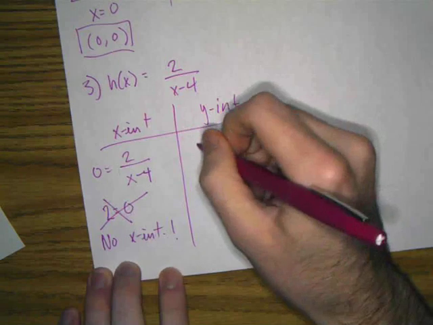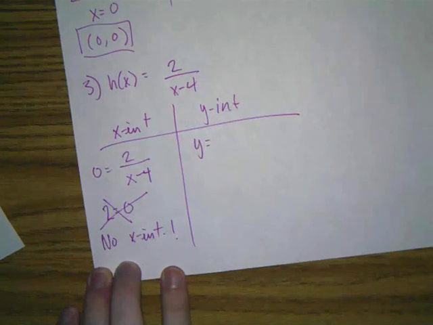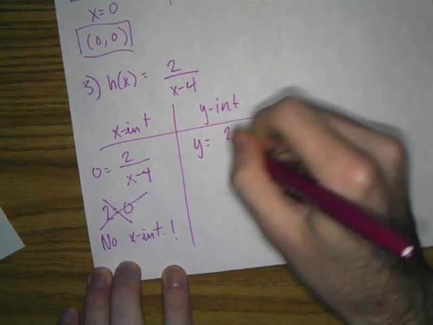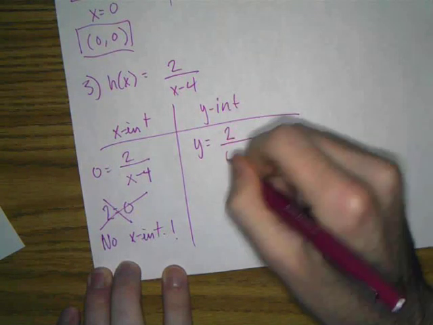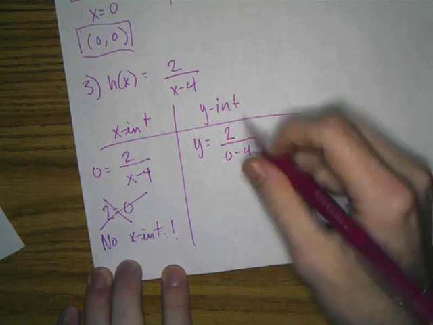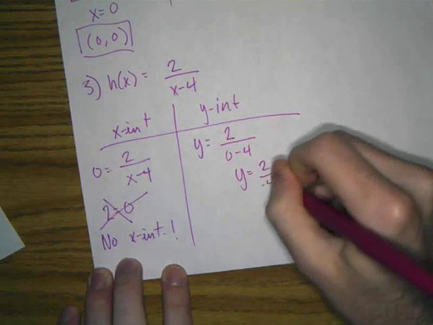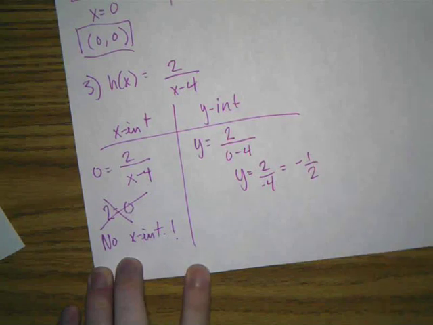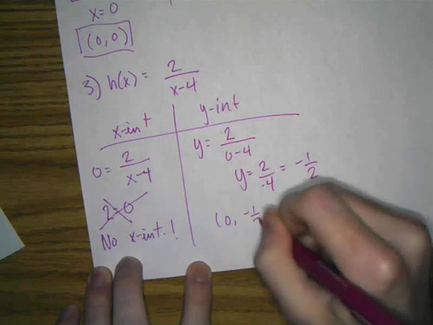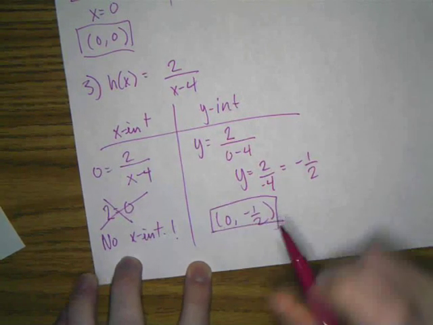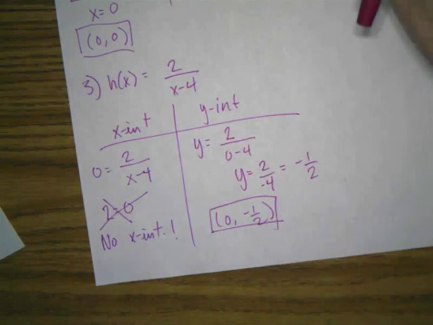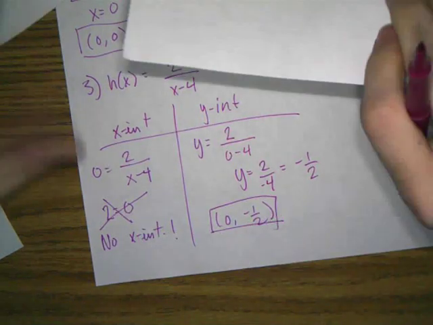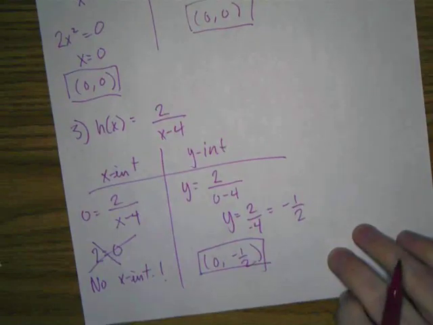Okay, for our y-intercept, we keep y, and this time we set x equal to 0. So we have 2 over 0 minus 4. Simplifying this, I get y is equal to 2 over minus 4, which is negative 1/2. So our y-intercept is (0, -1/2). Okay? We'll move on to another example, another part of this lesson.